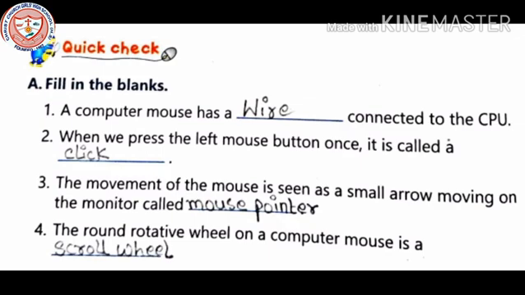Number two. When we press the left mouse button once, it is called a dash. That is click, C-L-I-C-K. Click.